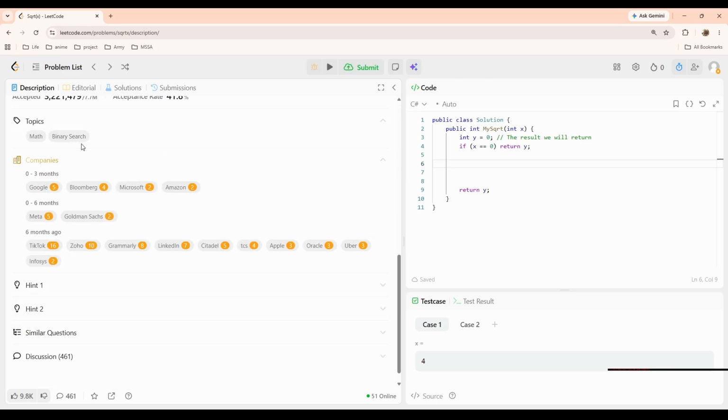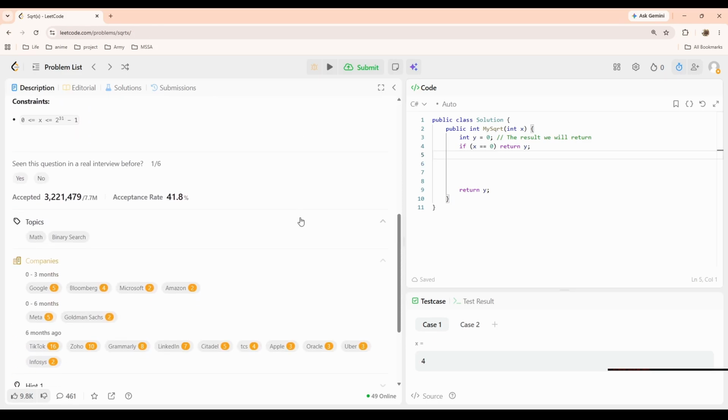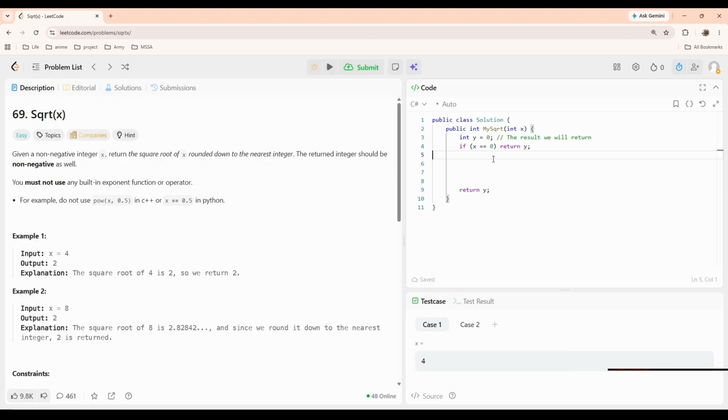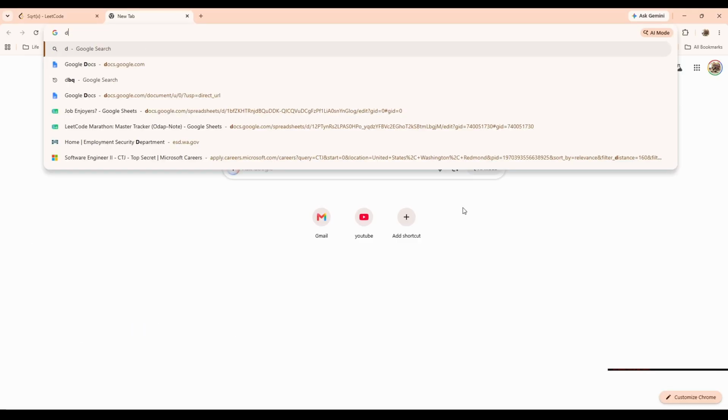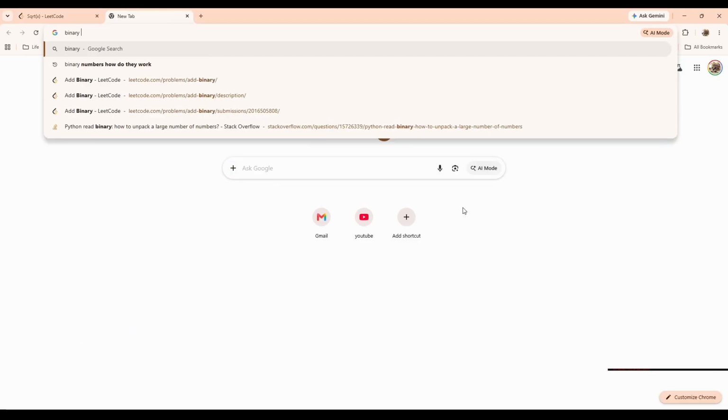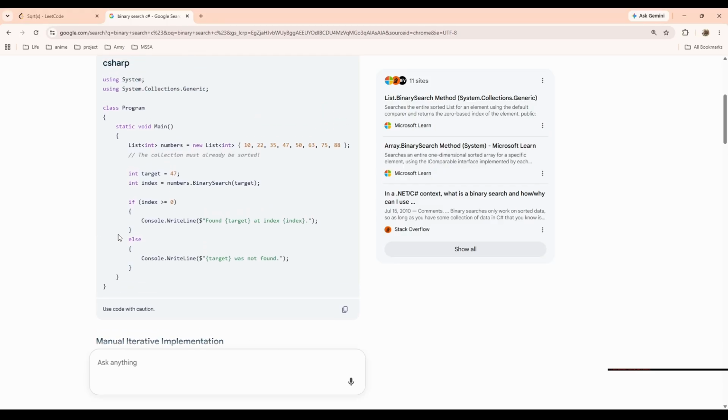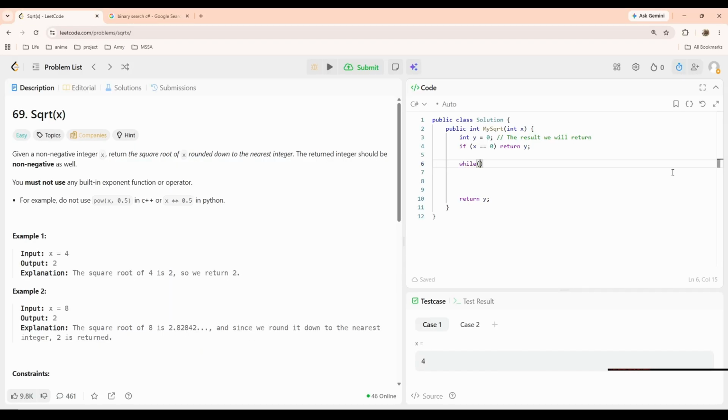It is a binary search, huh? I feel like that's a pretty good hint. You split it in half. I don't quite recall the syntax for binary search, so let me look it up. Okay, so binary search, some sort of while loop. X greater than 0.